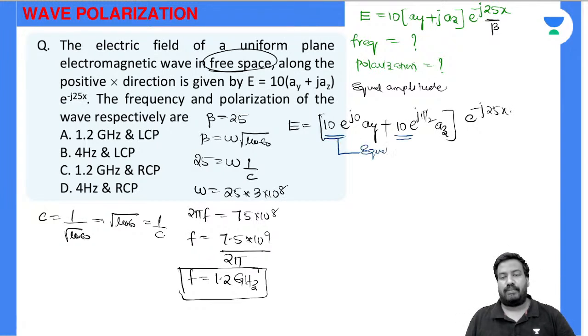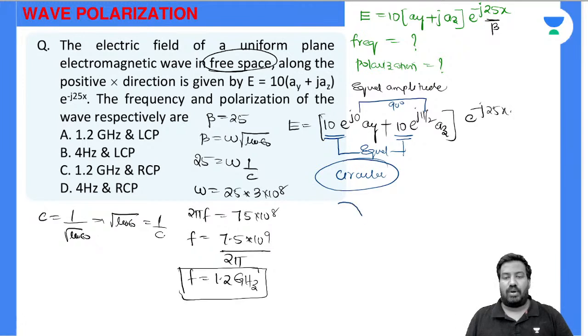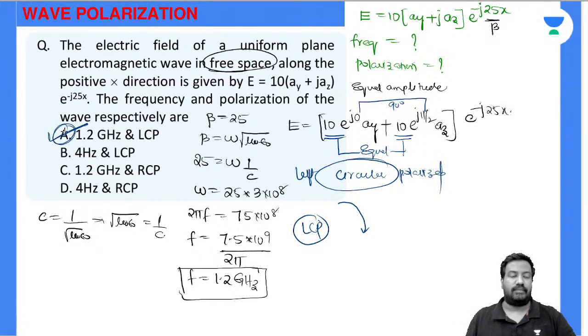Equal amplitude, out of phase by 90: circular polarization. Phase shift 0 to 90, clockwise, that is left circularly polarized. The frequency is 1.2 gigahertz and left circularly polarized. Option A is the answer.